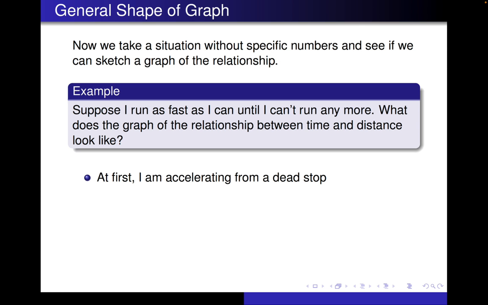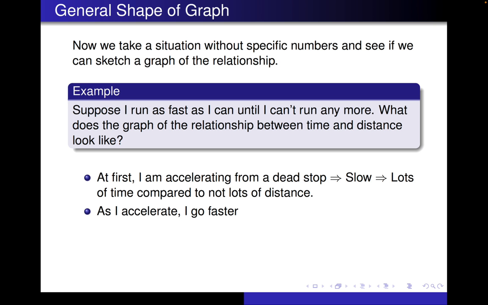First, I'm accelerating from a dead stop, so I'm not going to be going very fast. And if we think about how that's going to look on the graph, that means there's going to be a lot of time going by with not a lot of distance going along with it. As I accelerate, I'm going to go faster, which means I'm going to have shorter time, more distance, right? And so in terms of the graph, that means less horizontal movement and more vertical movement. Whereas when I'm going slowly, it's going to be lots of horizontal movement and not very much vertical movement in the graph.